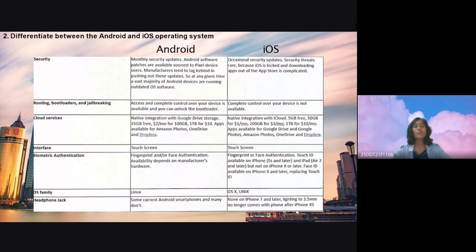The OS family for Android is Linux, but the OS family for iOS is OS X Unix. The headphone jack for Android is available on some current Android smartphones, and many don't have one. The headphone jack for iOS is not available on iPhone 7 and later. A Lightning to 3.5mm adapter no longer comes with the phone after the iPhone X.